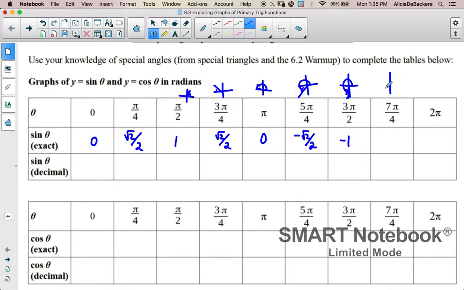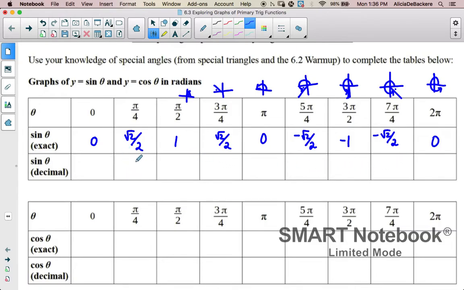And then 7 pi by 4, again, 4 wedges on the top, 4 wedges on the bottom, and I'm counting around until I get to 7 of them. There I am right there. So again, my related acute angle beta would be pi by 4, so I'm looking at root 2 over 2, and I'm just asking myself, is it positive or negative? I'm in the C quadrant, so the sine ratio is negative. And then coming right back around full circle to 2 pi, well, that's just the same as being at 0 rotation, so again, my y value is 0 at that point.